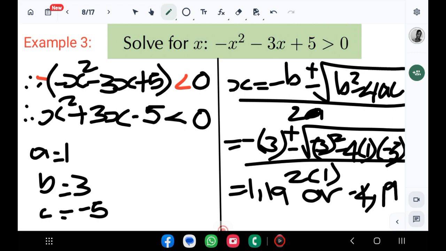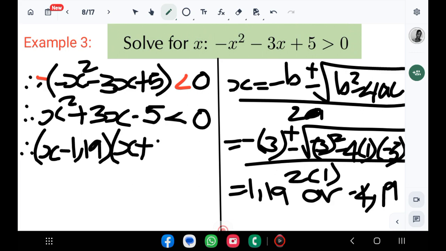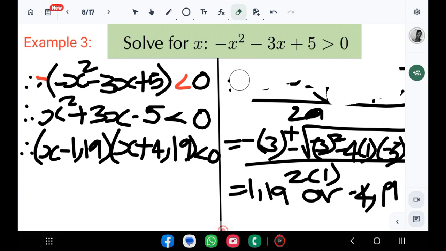All right, now you go back to your expression there and you use these roots to factorize. So that will be x minus 1/19 times x plus 4/19. That is less than 0. Now your critical values become easy to figure out because we've already figured them out basically.